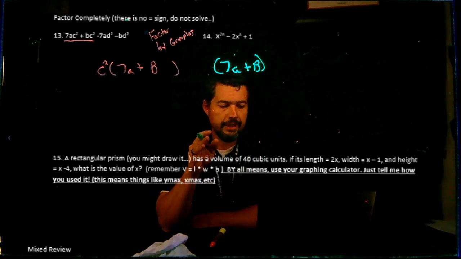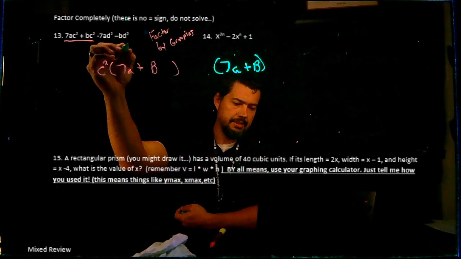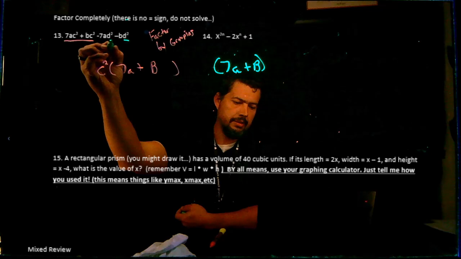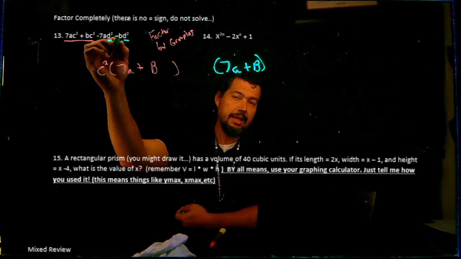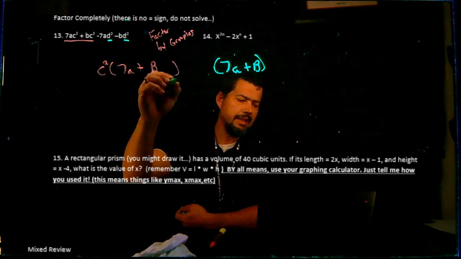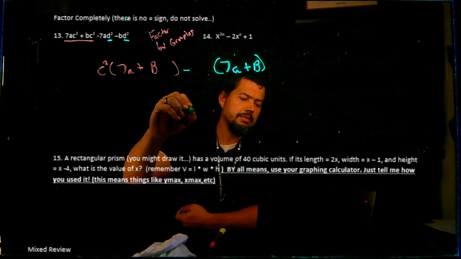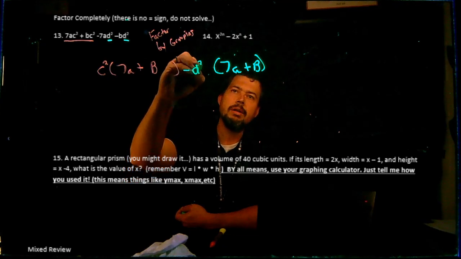Now, can I do that? I believe I can, because both of these possess a d squared, and if I pull a negative from a negative, it's going to become a positive. I kind of have a rule that you should always pull negativity out. So we're going to pull a negative d squared out.